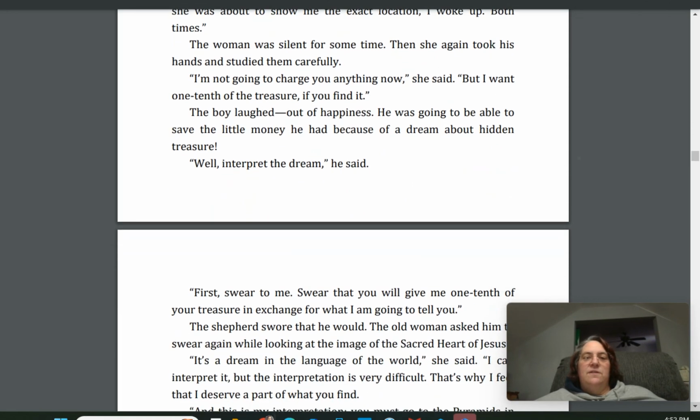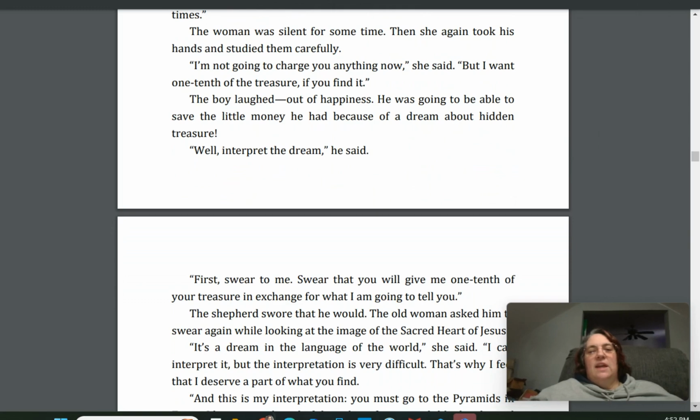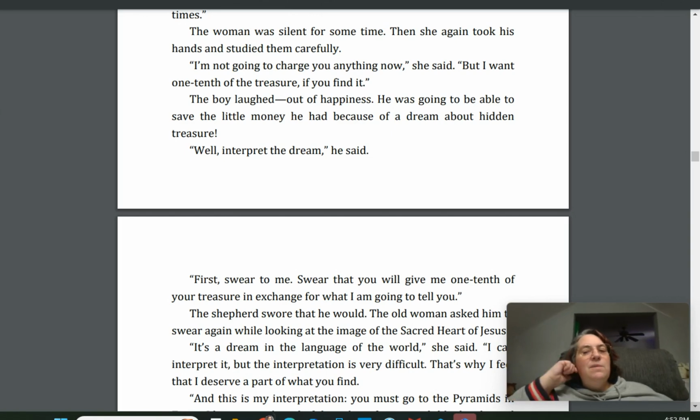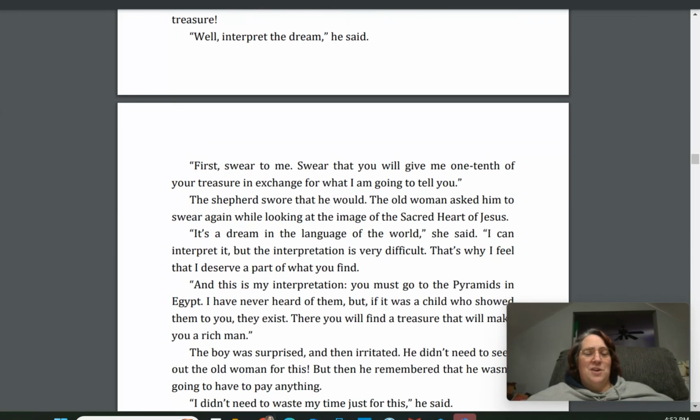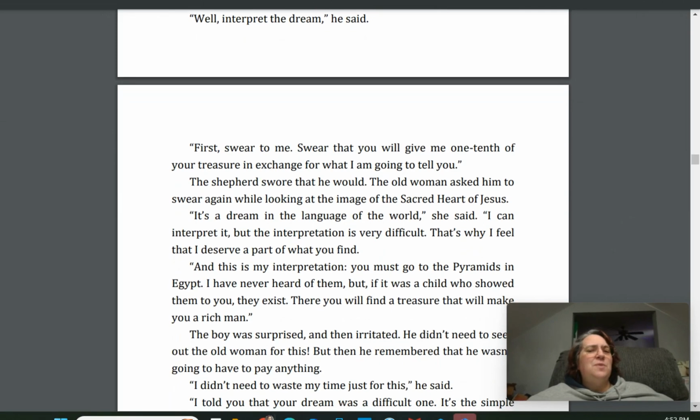The woman was silent for some time. Then she again looked at his hands and studied them carefully. "I'm not going to charge you anything now," she said. "But I want 1/10 of the treasure if you find it." The boy laughed out of happiness. He was going to be able to save the little money that he had because of a dream about a hidden treasure. "Well, interpret the dream," he said.